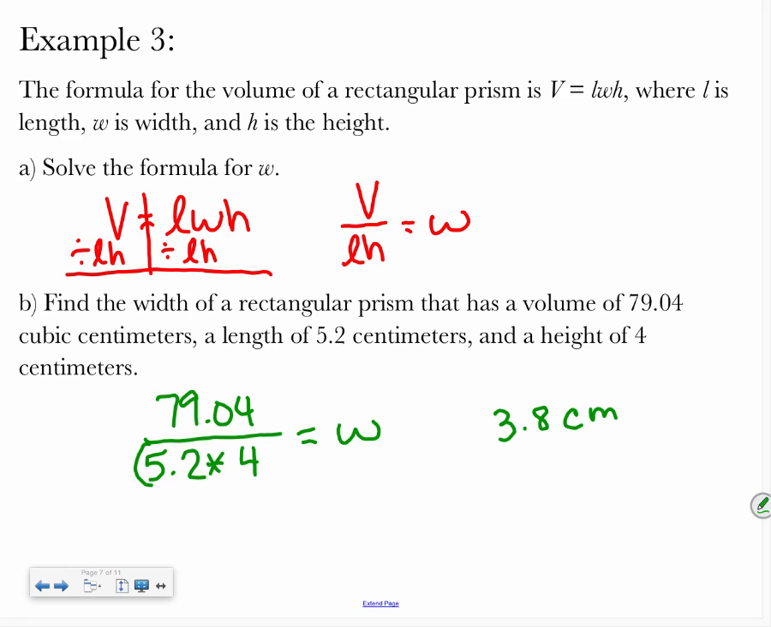Remember, you need to multiply these together first to get a number, so you can divide 79.04 by that number, okay? If you plugged in 79.04, then hit the slash and did 5.2 times 4, it's going to divide first before it multiplies the second half. And that's one danger of using a calculator, okay? So make sure you multiplied 5.2 times 4 on the bottom, and then divided 79.04 by that number.